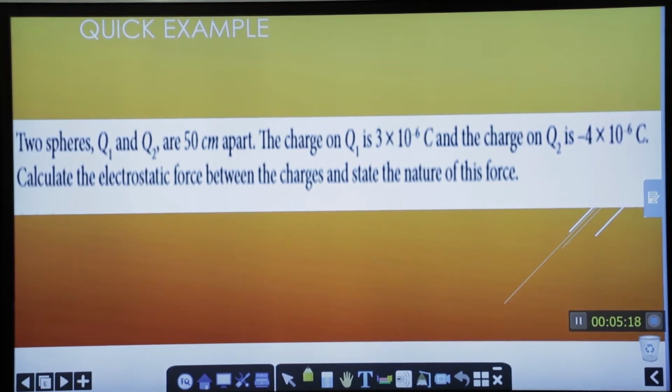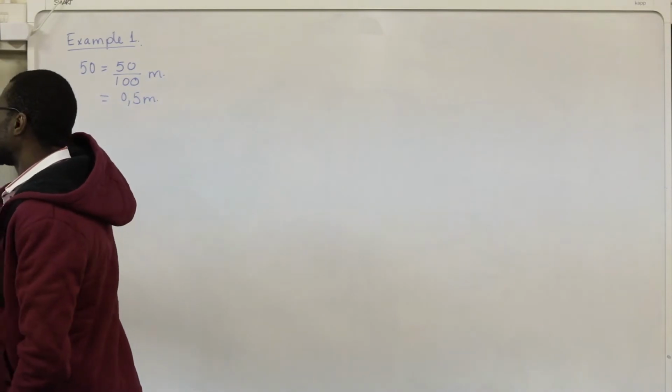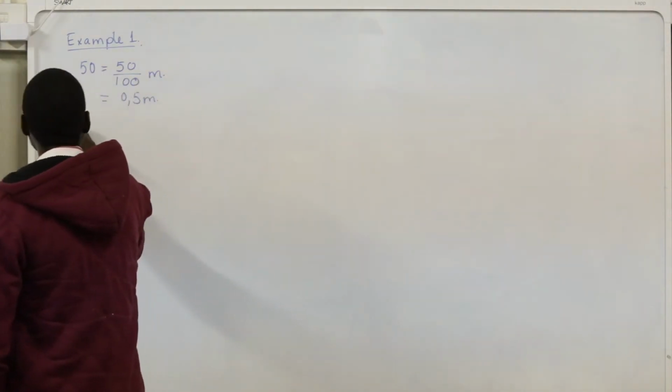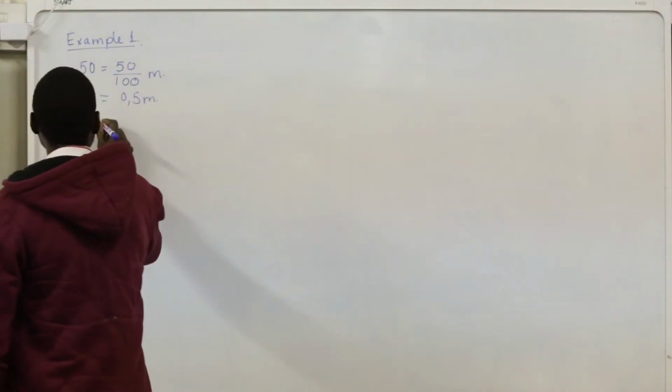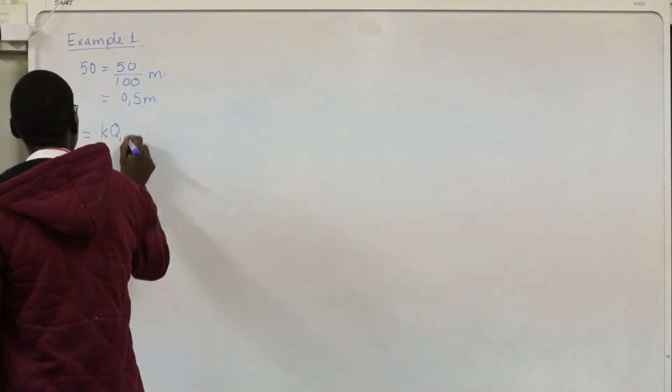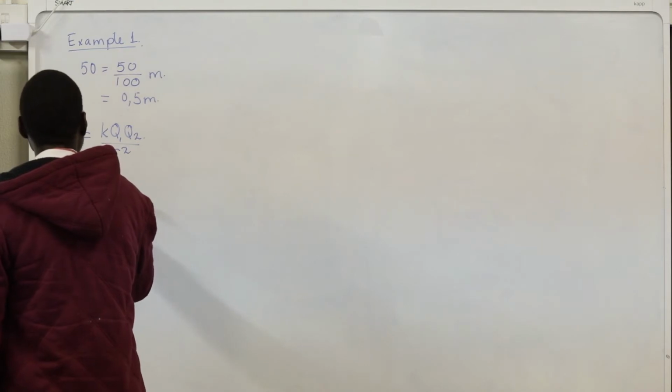How many centimeters are there in a meter? You can refer to your meter rule. There are 100 centimeters in a meter. So that would be 0.5 meters, right? Not the final answer, but that's the distance between them. Now, let's use the formula to find the electrostatic force F that exists between the charges, which is equal to K multiplied by Q1 multiplied by Q2, all divided by R squared.